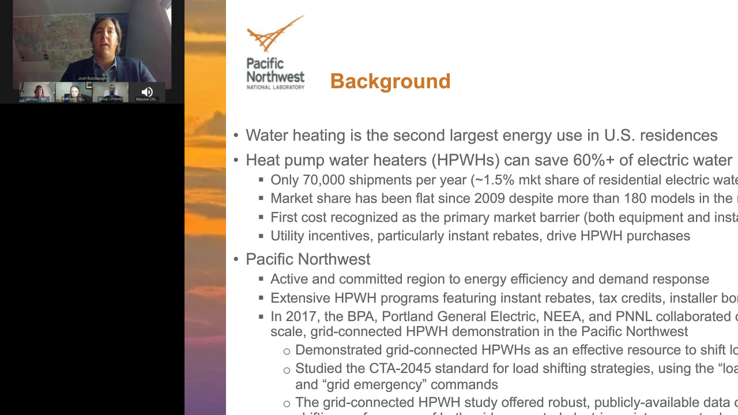In 2017, a number of organizations in the Pacific Northwest developed a large-scale grid-connected heat pump water heater demonstration study, using grid-connected heat pump water heaters with CTA-2045 standard controls, so load up, shed, and grid emergency commands. This study demonstrated that grid-connected heat pump water heaters are an effective resource for shifting load. A lot of data came out of this study, and so I thought to myself, well, geez, can we put this data to good use, demonstrating other value propositions for heat pump water heaters in other regions?